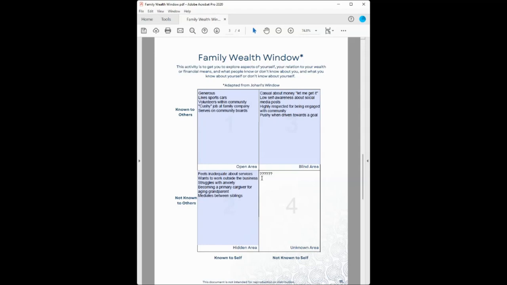After completing the exercise, reflect on the window. What surprised you? What did you learn about yourself and your relationship with wealth? Reflect on the exercise and consider how you might grow with the information excavated from feedback.